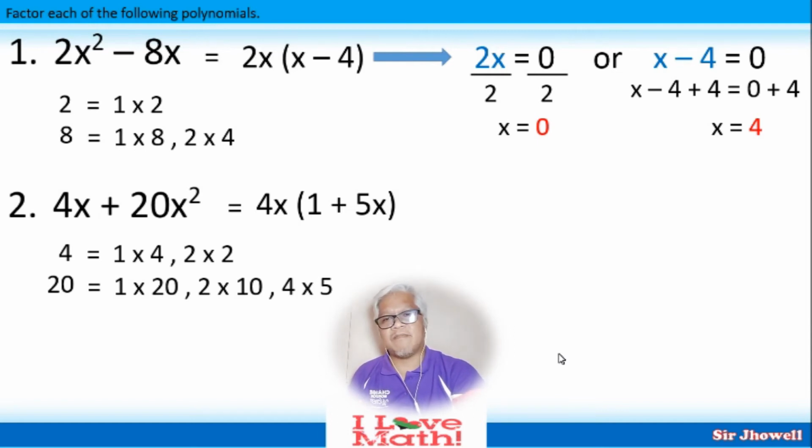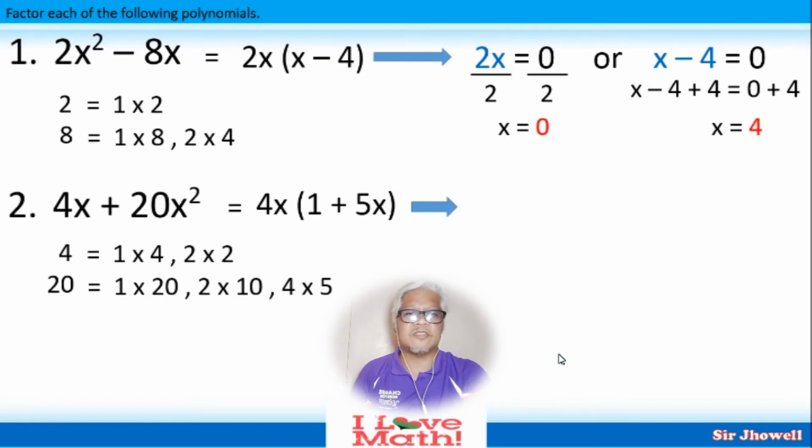Ay di problem. 4x divided by common factor 4x, the answer is 1. To check your work, 4x times 1 is 4x. And then problem ulit, positive 20x squared divided by 4x, the answer is positive 5x. Or kung gusto nyo i-check, 4x times 5x is 20x squared. Therefore, ano ang factors nga ulit? 4x and 1 plus 5x.